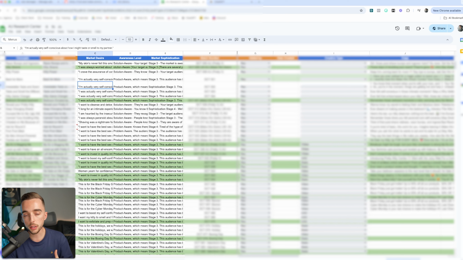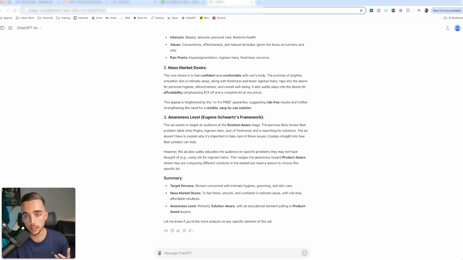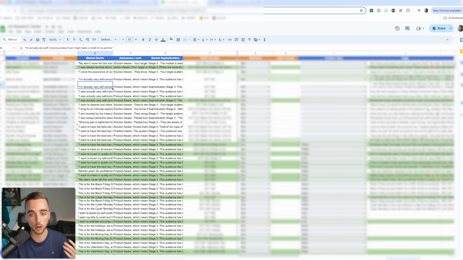Well, if you would have filled this out with 100 ads that you've exported using the ad library, looking at old ads, put them into Atria, got the script, analyzed them with GPT, then you went back to your sheet and put in all the mass market desire, the awareness level and the market sophistication, you end up with a list of 100 plus ads. And you know the fundamentals. That's why it's called fundamental analysis. You now know the fundamental pillars behind this ad.